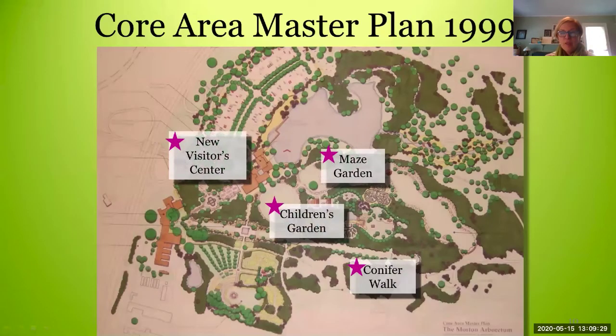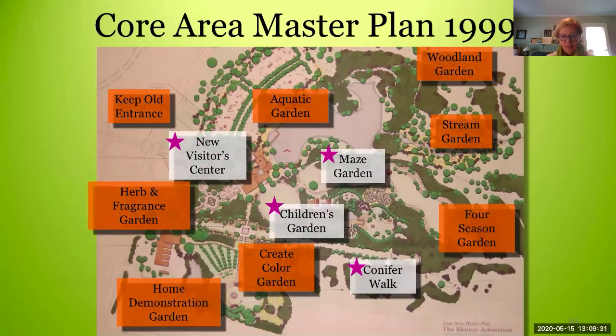But this core area master plan in 1999 had 4 big ideas that we ended up moving forward with. So it was a new visitor center, a new maze garden, the new children's garden, and the conifer walk. But it had a lot of other ideas that we have never realized. So one thing was keeping the old entrance, one was doing an aquatic garden, the woodland garden, a stream garden, a 4 seasons garden, a color garden, home demonstration garden, and an urban fragrance garden, all over here right around the main visitor center area.